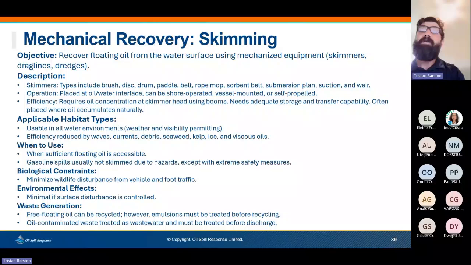Do we need to manually move it to that area? Then we're thinking about a light skimmer. How long do we have for that skimmer to work? So again, it's a great strategy. There are just certain logistical constraints that we need to think about before we can deploy it.